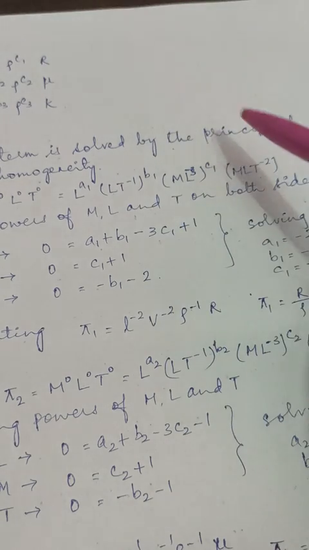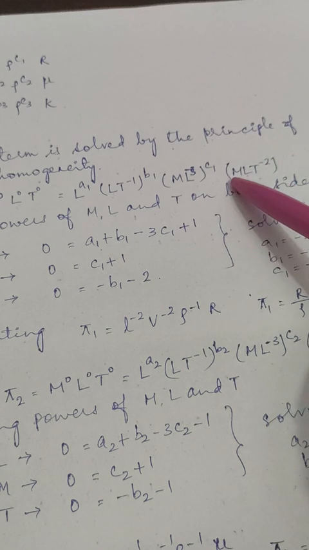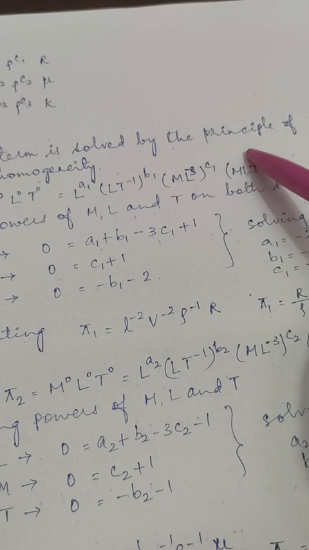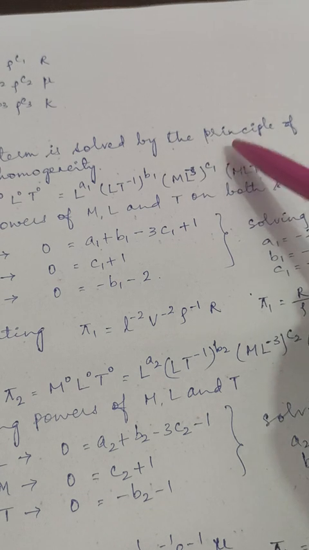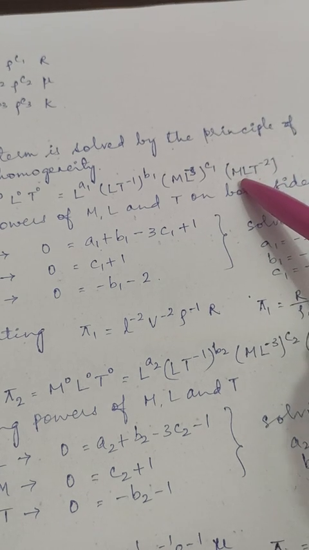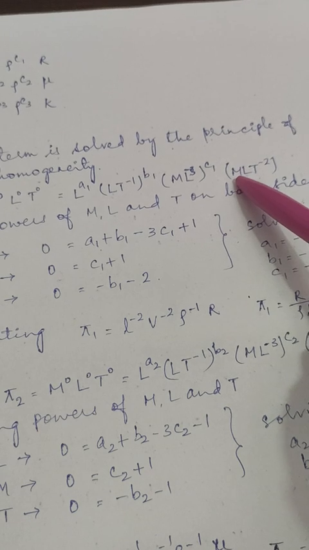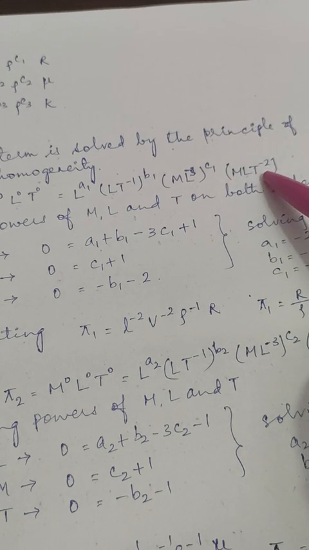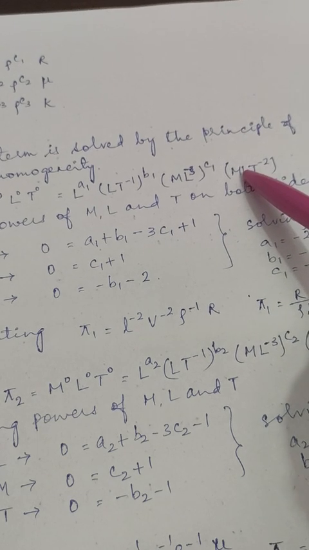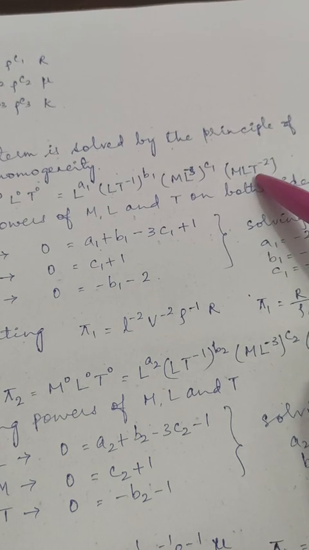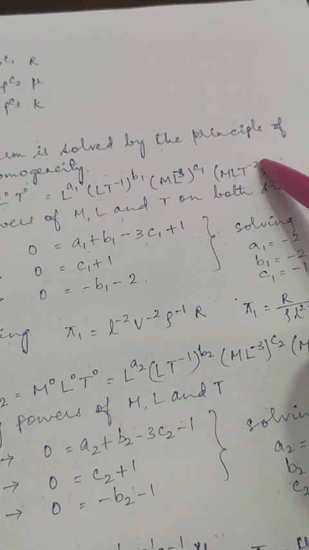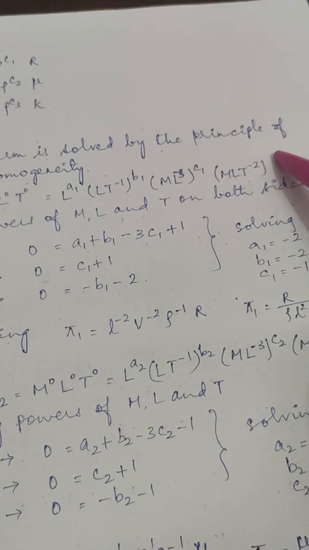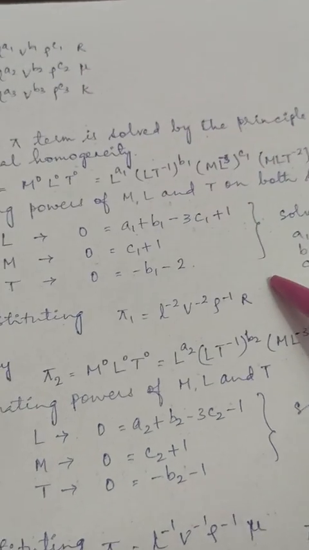So R will be written as the force, which in turn is nothing but the product of mass into acceleration. Mass is written as M, acceleration is meter per second square. Meter means length and second square, that is T square. So L by T square. I am writing it as L T to the power of minus 2. It is having no power here.